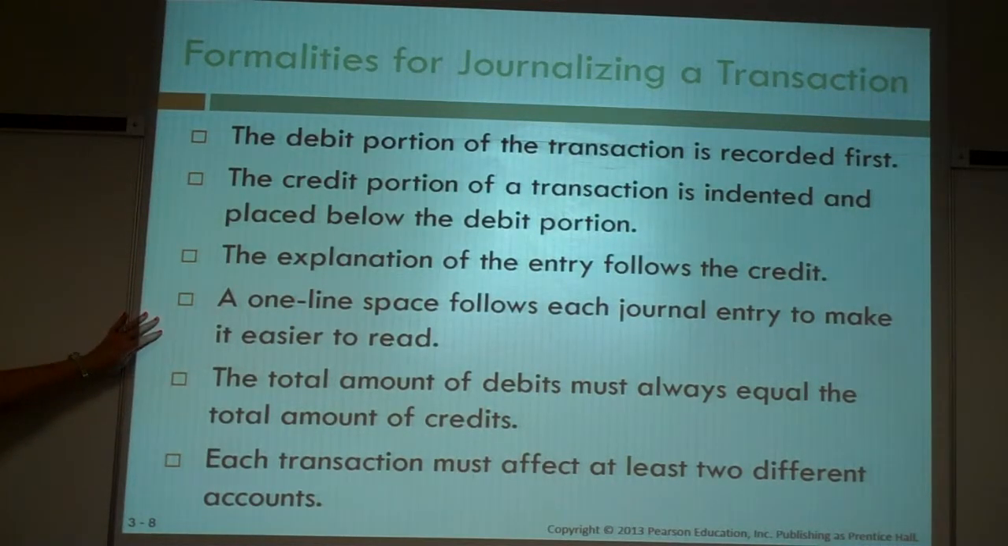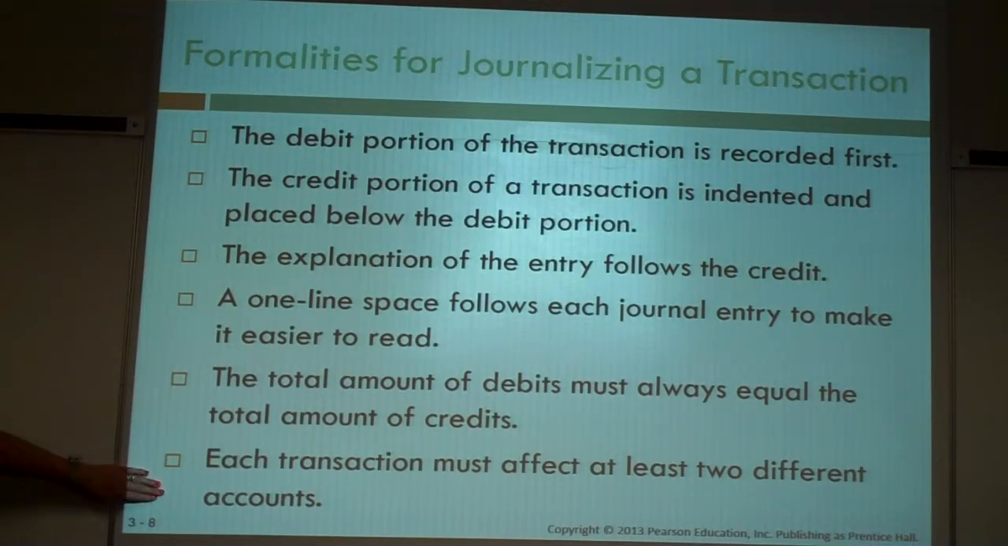We also have enough space to skip a line between the transactions. Makes it easier for me to grade. It also gives you an extra line if you've made a mistake to go back and put another account in there. So always skip a line. Total the debits and credits to make sure that they equal before you go to the next account, and each transaction must affect at least 2 accounts. It could affect 15 accounts if we want to, but it has to affect at least 2 accounts.